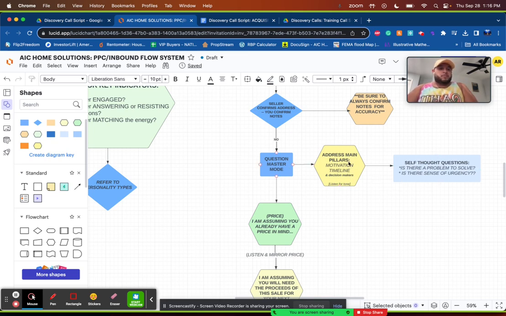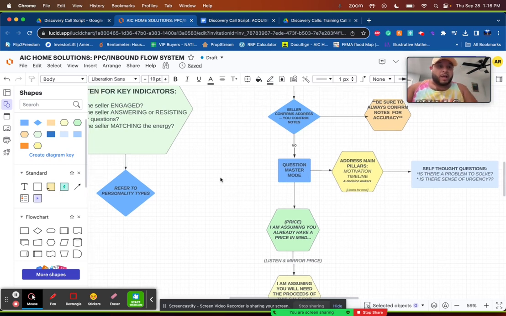Through this question master section, you're listening very closely for the tone, for engagement, and whether they're answering or resisting your questions. As the buyer calling them, the self-thought process you have to have is really these two questions: is there really a problem that I could resolve here? And the second one, is there a sense of urgency for this problem to be resolved?